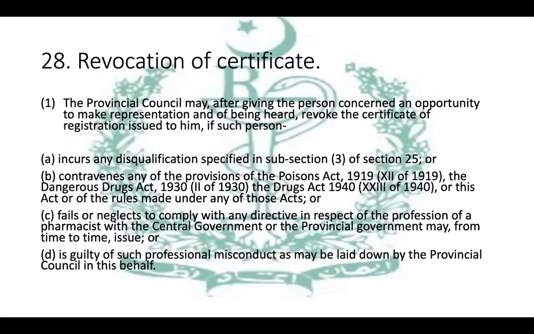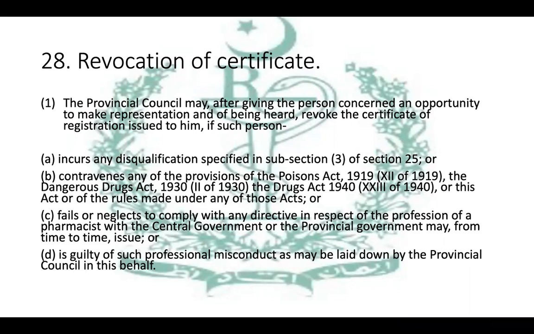28 says revocation of certificate, कैसे कैंसिल किया जा सकता है. The provincial council may, after giving the person concerned an opportunity to make representation and being heard, revoke the certificate of registration issued to such person. अब registration cancel भी की जा सकती है, पर उसके लिए they will give you a show cause notice, they issue a show cause notice, उसका आप जवाब देंगे and then आपको personal hearing देंगे. शोकाज नोटिस आ गया, आप अपना खत देंगे, उसका जवाब देंगे और साथ ही पर्सनल हियरिंग देंगे as per that show cause notice.